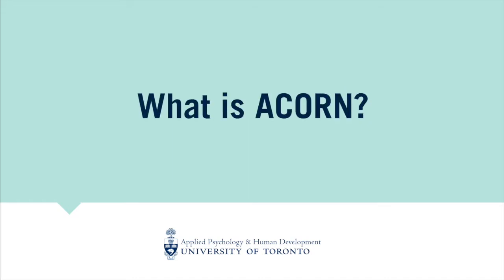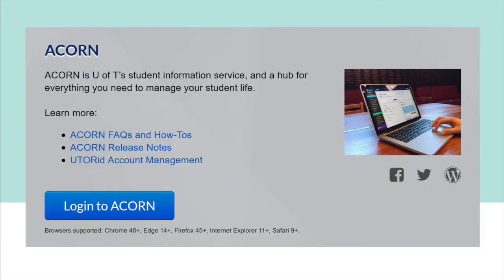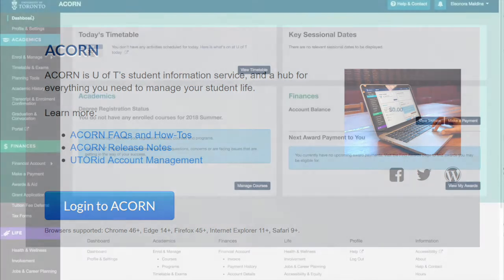First of all, what is ACORN? ACORN is an online platform for your student account. It is password protected, so only you can access it. Some of the most important things you can do on ACORN are selecting and enrolling in courses, checking fees and finances, and other tasks such as making updates to your personal information. Let's see some of these things in more detail.